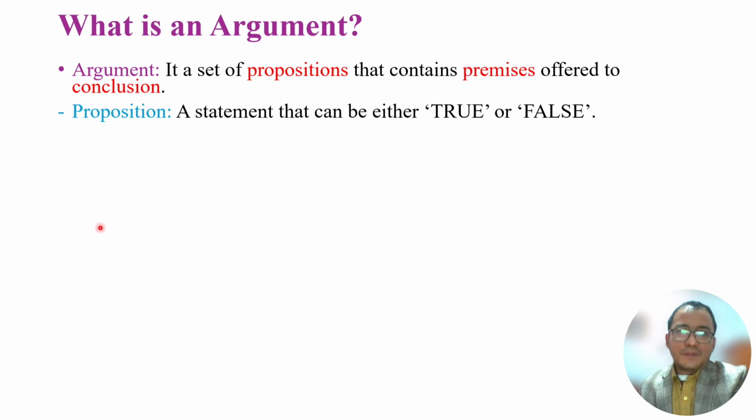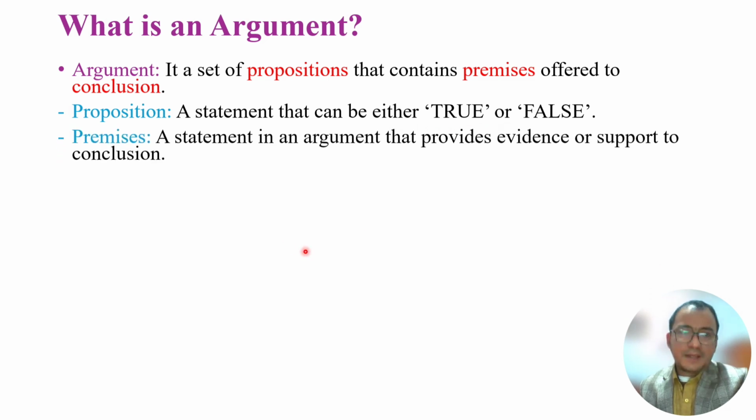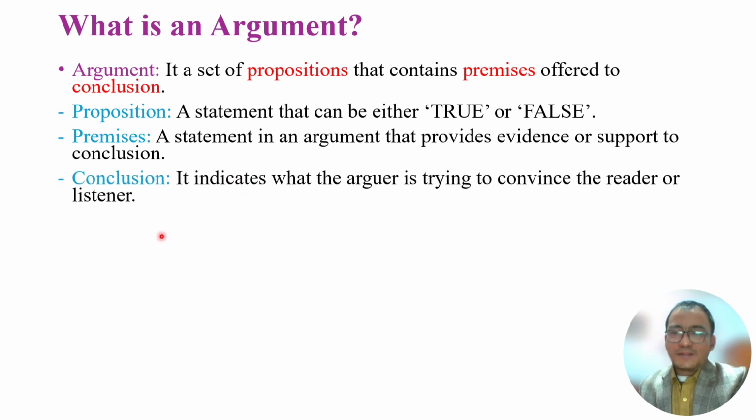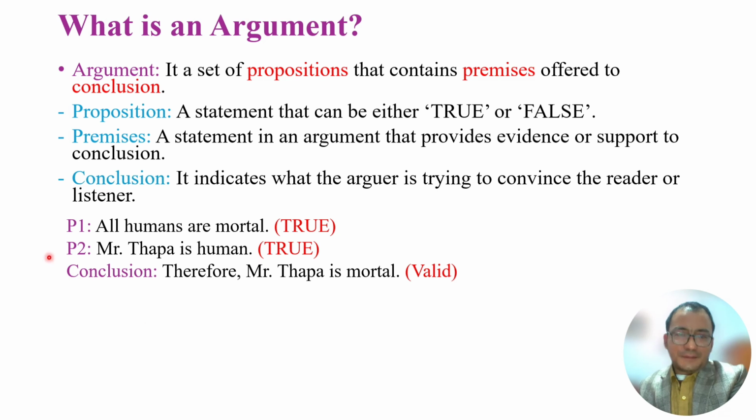Proposition: a statement that can be either true or false. Premises: a sentence or statement in an argument that provides evidence or support to the conclusion. Conclusion: it indicates what the arguer is trying to convince the reader or listener of. Now I'll try to provide some examples here.